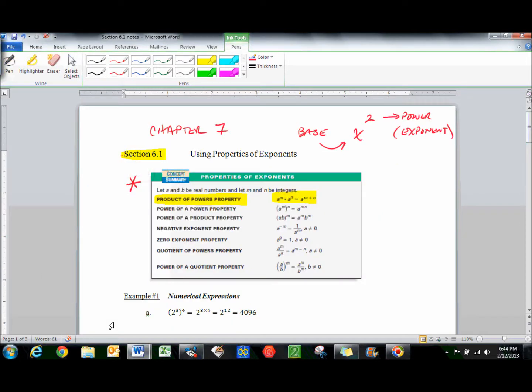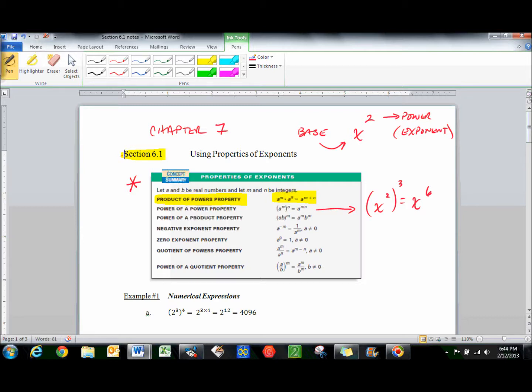So if you look at the second one, the power of a power property, what you can see here very simply is that we could take a power of a power. So if I take x squared and I raise it to the third power, I'm actually going to multiply those two values, so that gives me x to the sixth.